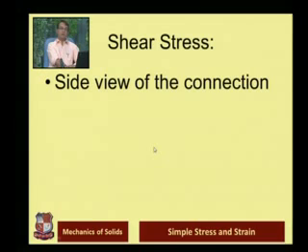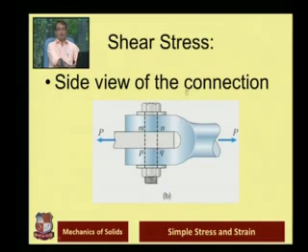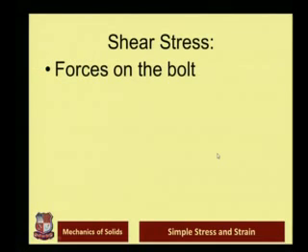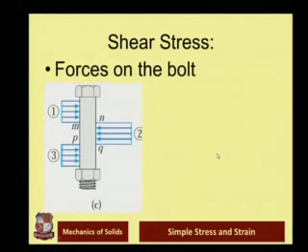So if we take the side view of the connection, this is what we are having. The same thing, here we are applying the pull. This is the bolt which connects the plates. So here the connection is like this. We can take this as M, N, P and Q. This connection is tightened by the nut over here. Now we are applying the force in this direction. Now if we consider the forces on the bolt, the force on the bolt will be like this.